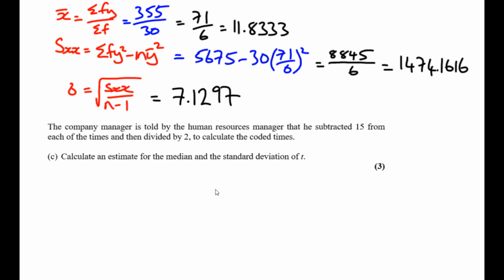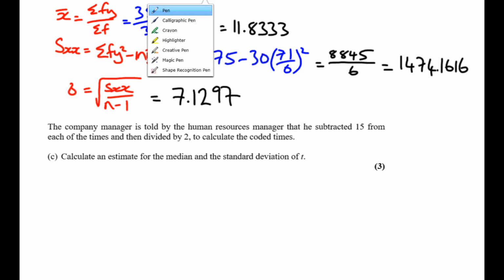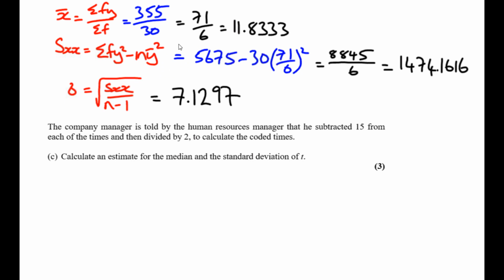Okay, so what's next? The company manager is told by a human resource manager that he subtracted 15 from each of the times and then divided by 2 to calculate the coded times. So they've given us the coding. They haven't given it to us in an equation form, but he subtracted 15 and then divided by 2 to calculate the coded times. Calculate an estimate for the median and the standard deviation of t.